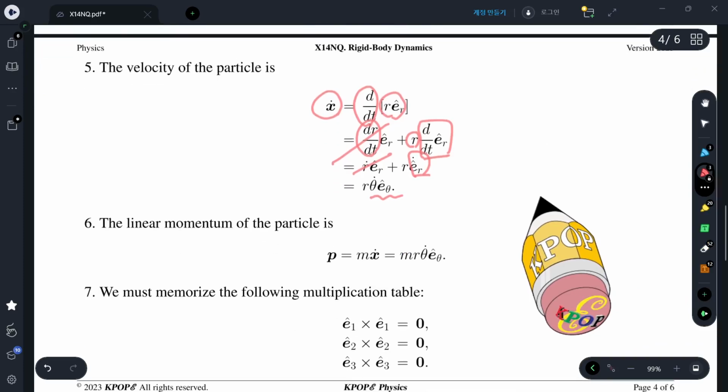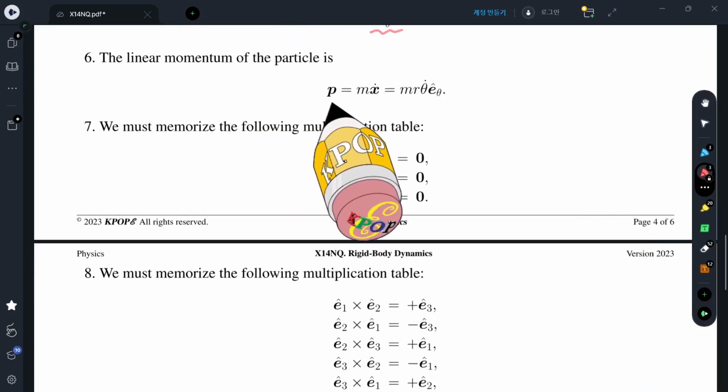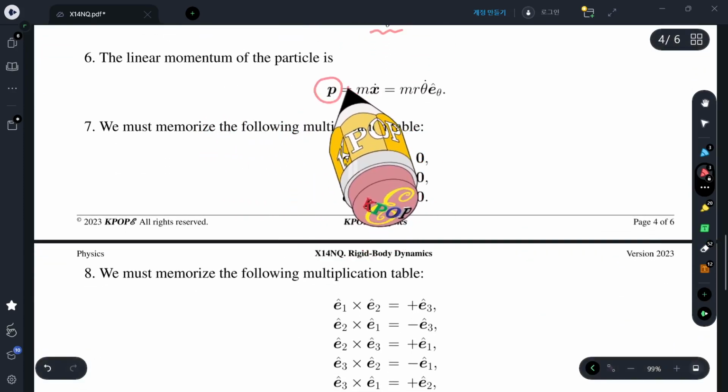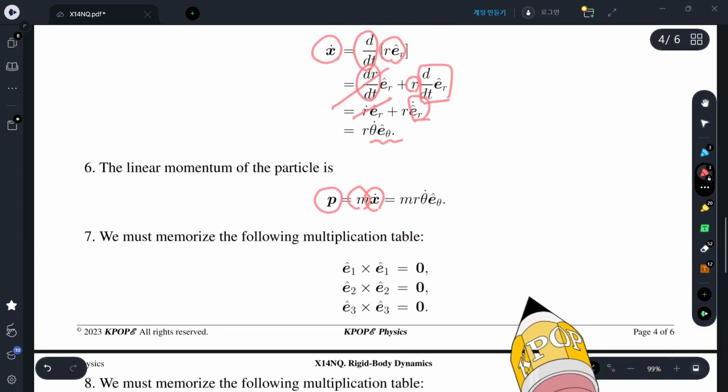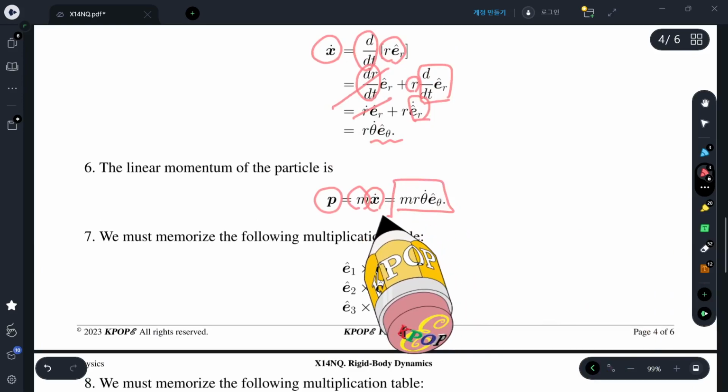As a result, the linear momentum of the particle is mass times velocity, and the velocity depends only on the unit tangential vector, and that is m r theta dot. But you must remember that theta dot is not constant. It is not a uniform circular motion.